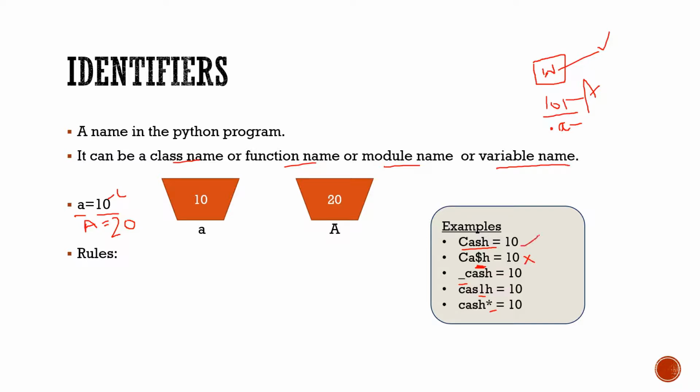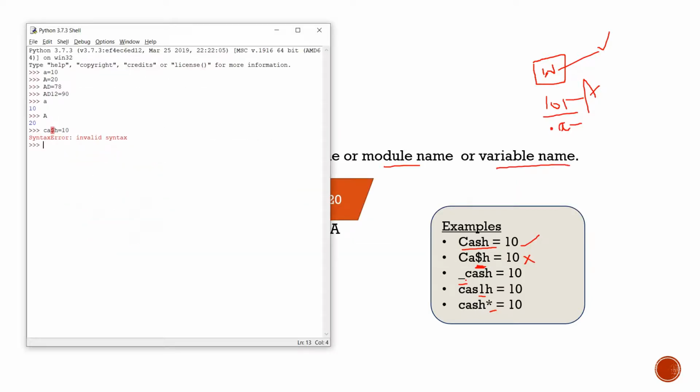This one is a valid identifier. This is also a valid identifier. This is also a valid identifier, but this is not a valid identifier. So next, let's see, does it work for underscore? We will check it out. Underscore, yes, it's working. So it is a valid identifier.